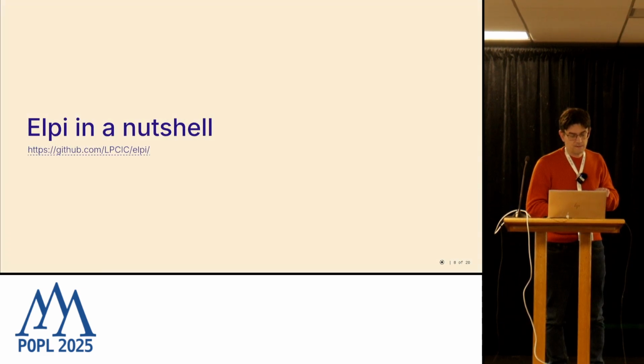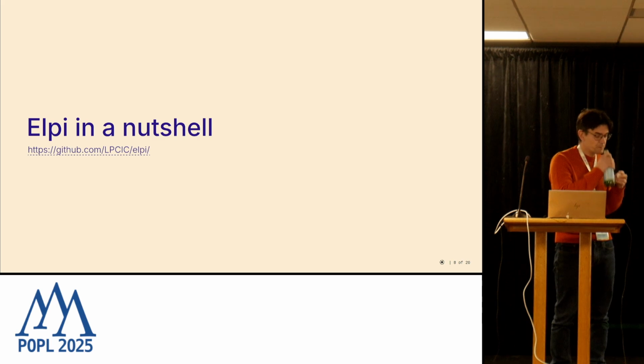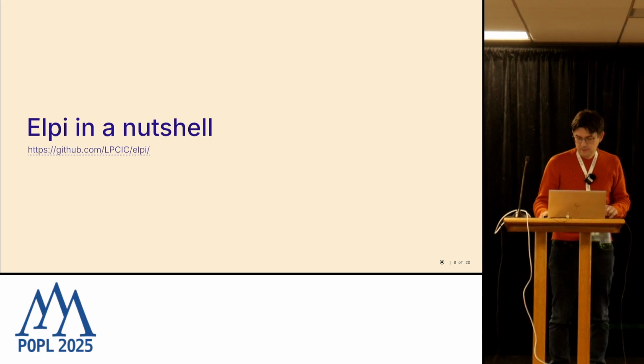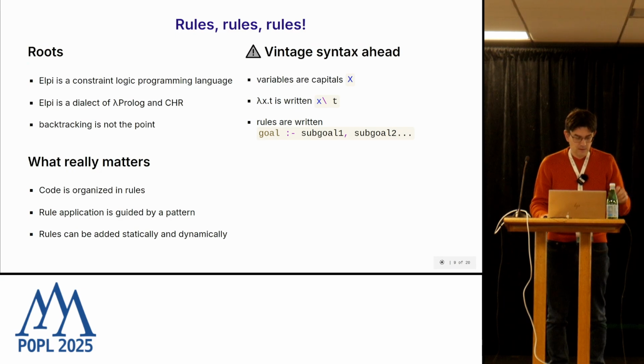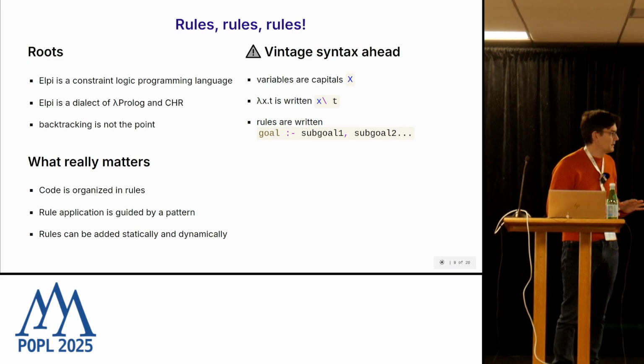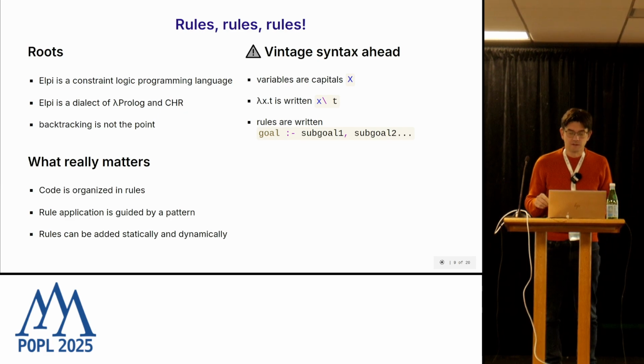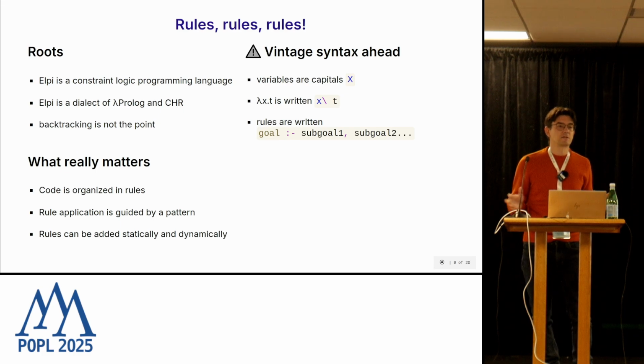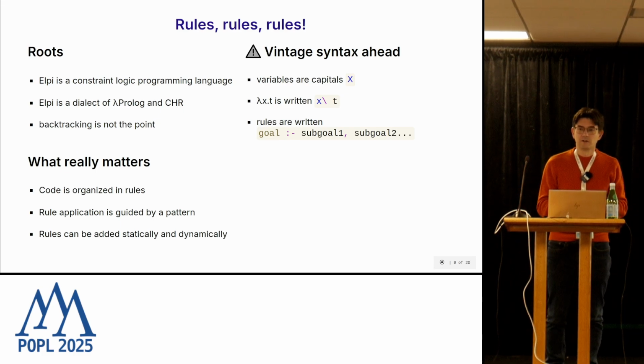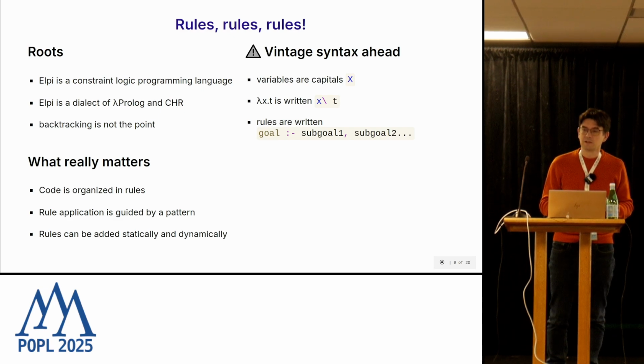Okay. Now what does it look like? So from a programming language perspective, Elpi is a constraint logic programming language, and it is a dialect of both Lambda Prolog and CHR. CHR means constraint handling rules. Maybe you never heard of CHR, it's not very important. You surely heard of Prolog, and when people hear Prolog, they say backtracking, this is the interesting part of the language. While no, I don't care, you almost never need it.